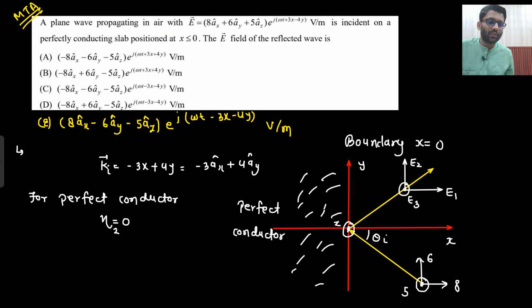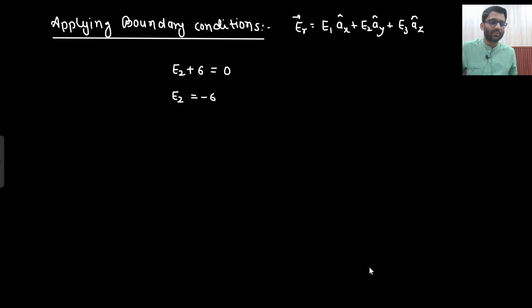Okay, what else can I apply? There is another component which is tangential to the boundary. So this is my boundary. One component was this, and another component would be this as well. This Z component is also tangential. Are you able to understand this point? This X component is perpendicular to the boundary, but the Z component is also tangential. So E3 plus 5 is equal to 0, and E3 is coming out to be minus 5. So two things I have got.